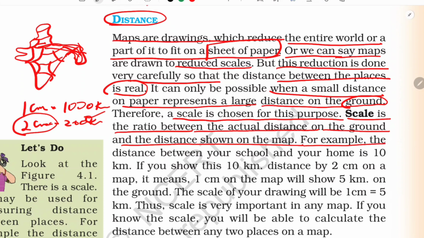Let us say the distance between your school and your home is 10 kilometers. So if you show this 10 kilometer distance by 2 centimeters on a map, it means 1 centimeter of the map will show 5 kilometers. So, same example which I have given here.